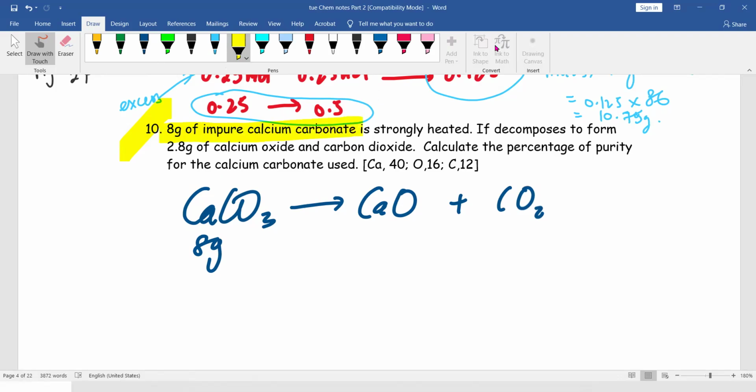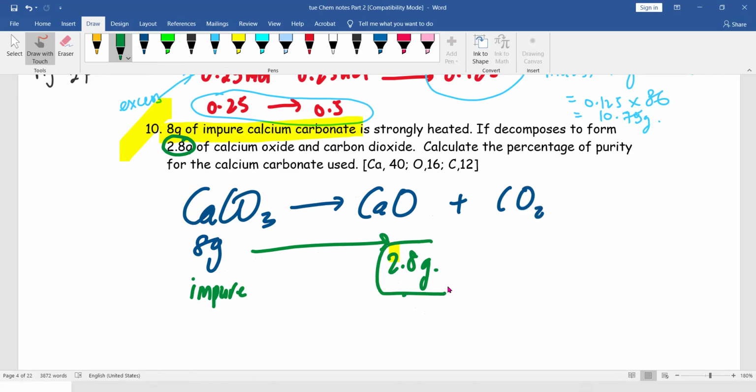Impure means it has other stuff, not just the calcium carbonate. But when you heat it up, so this one is impure. When you heat it up, 2.8 grams of calcium oxide. Okay, so 2.8 grams of calcium oxide, how much calcium carbonate did it come from? That means in this 8 grams, how much is calcium carbonate?